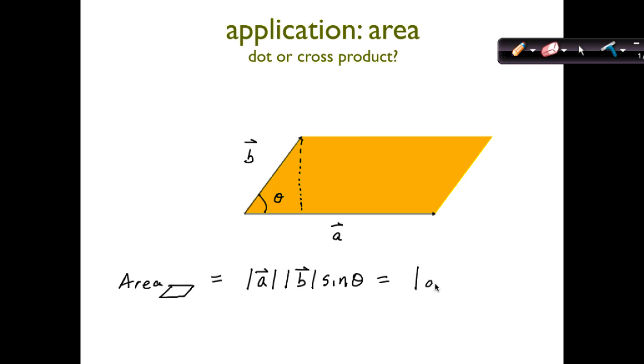Lo and behold, what's that the same as? Magnitude of the cross product. So look, the area of the unique parallelogram formed by two vectors, that area is the magnitude of the cross product of those two vectors. We know that's 0 when they're parallel, right? Cross product is 0 when they're parallel. Maximized when orthogonal.